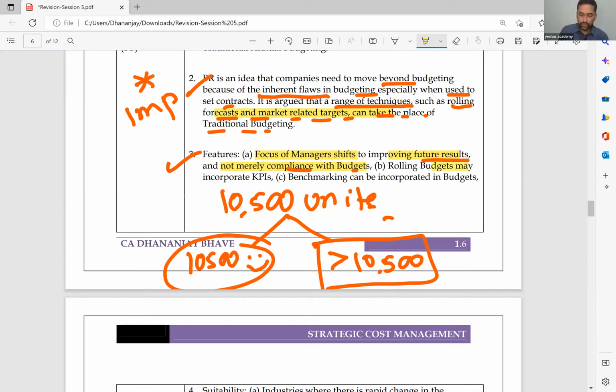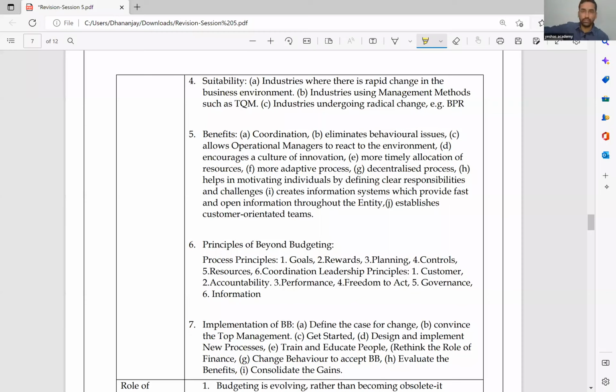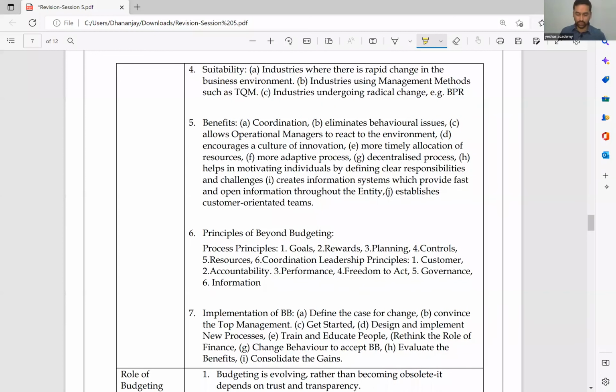Rolling budgets may incorporate KPIs. Benchmarking can be incorporated in budget. I told you, you can learn from good practices in the market, in the industry. Why restrict yourself to last year number plus 5% up? Why don't you think of the best practice, benchmark that, and try to achieve, say benchmark is 12,000, best practices, they're able to produce 12,000 units in a day. Why don't you also try and produce so much?